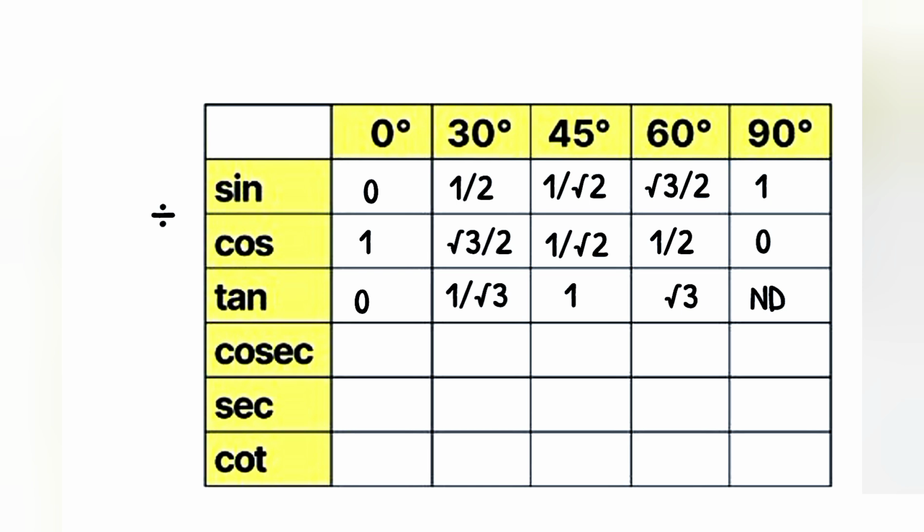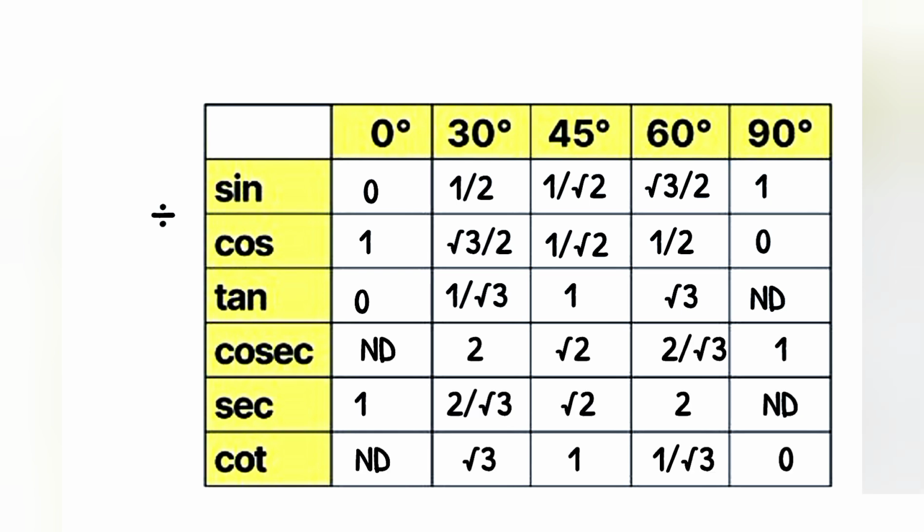To find the values of cosec, secant, and cot, take the reciprocals of the values of sine, cos, and tan, respectively. So the values are on your screen. Now you have all the standard values of the trigonometrical table. We will be doing 1 or 2 questions related to it.